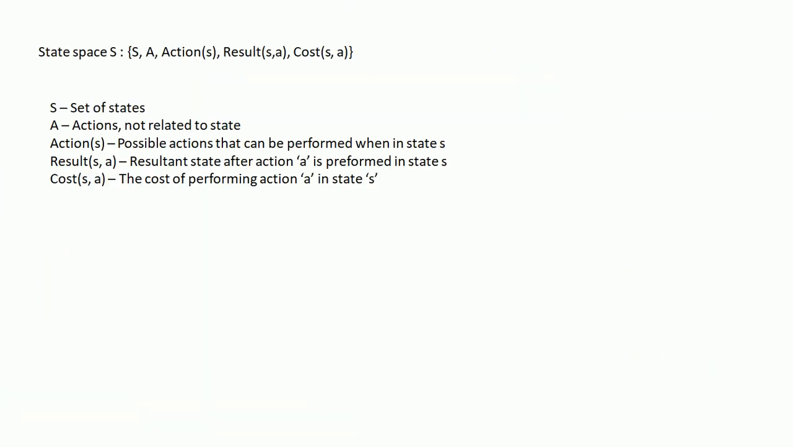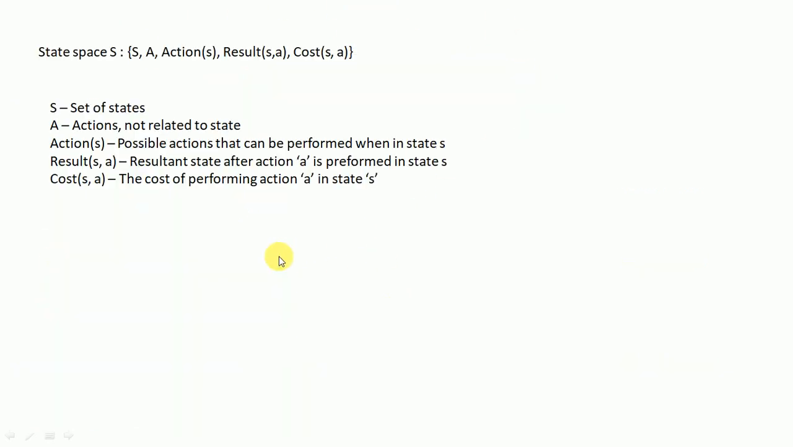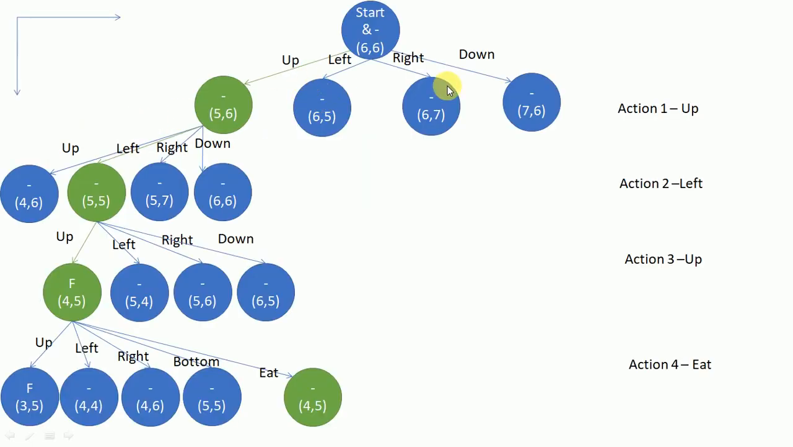Now, more formally, the state space S can be represented by a set of tuples. So you've got S, which is the set of all the states. In this case, the nodes in this graph will be the set of states. Then there are actions, and you basically have 5 actions in this example. That is, you could go up, you could go left, you could go right, you could go down, and you could eat. So you've got 5 actions, and not all these actions will be available in every state.